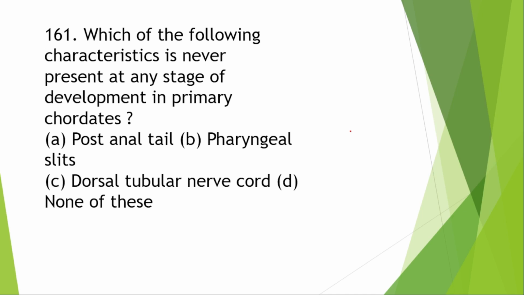161. Which of the following characteristics is never present at any stage of development in primary chordates? Post-anal tail, pharyngeal slits, dorsal tubular nerve cord, and none of this. So here the right option is none of this.